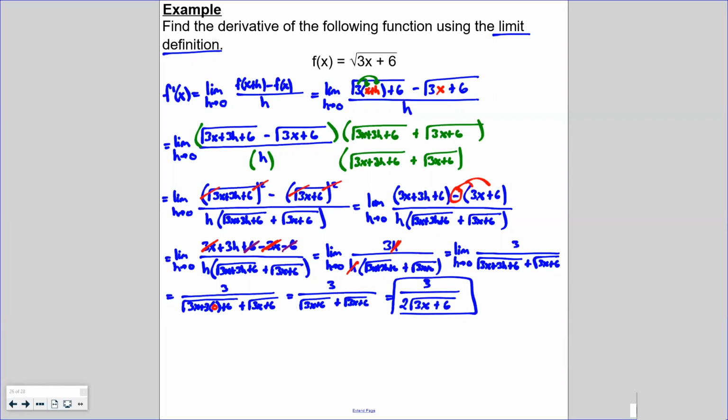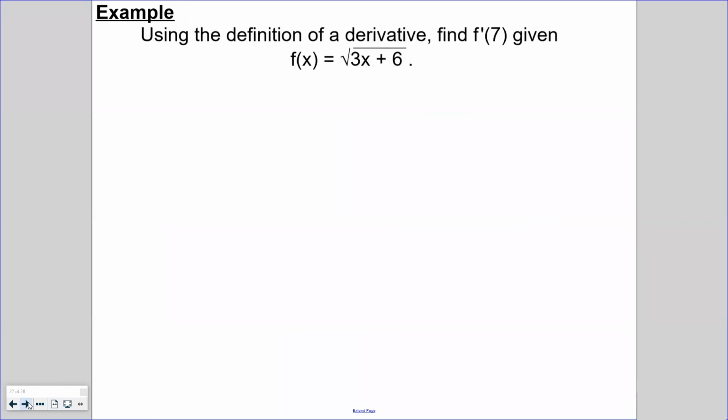All right. So we're going to use this formula in the next question. So when I put up the next question, don't freak out. It's basically like part B. It's a continuation. So this question says, using the definition of derivative, find f prime of 7 given f of x equals the square root of 3x plus 6. So this is actually super simple, because we've actually already found the derivative. So we just have to plug 7 into it.